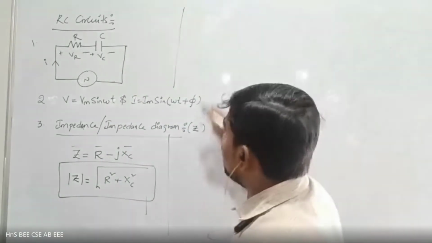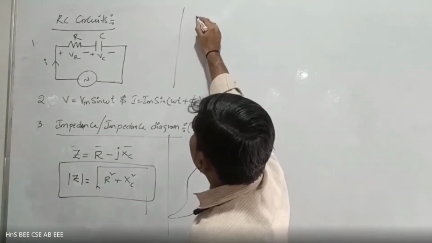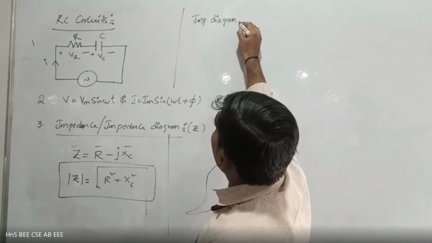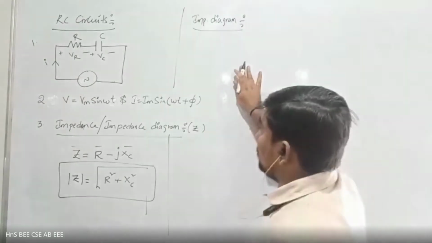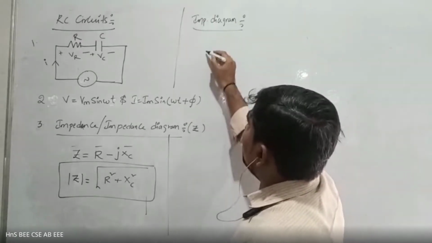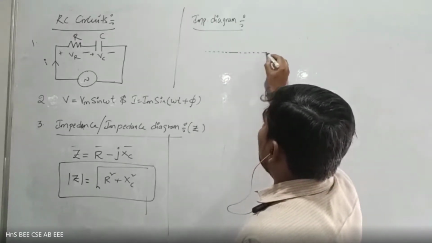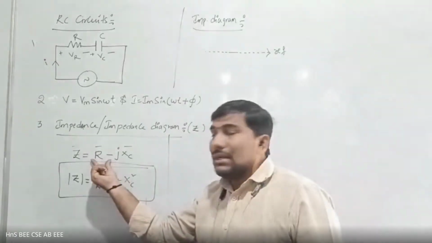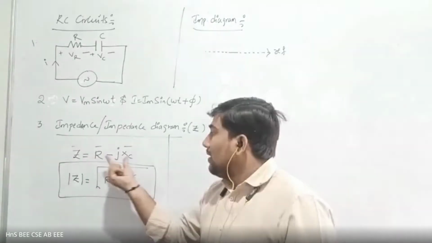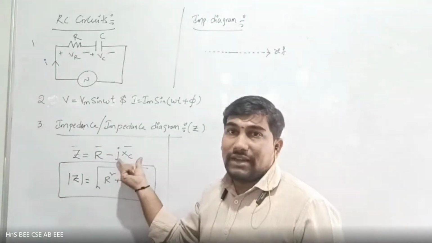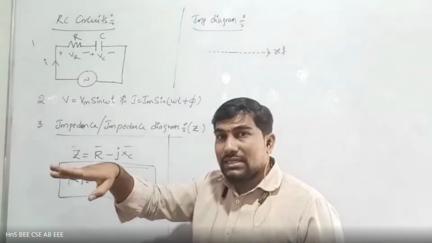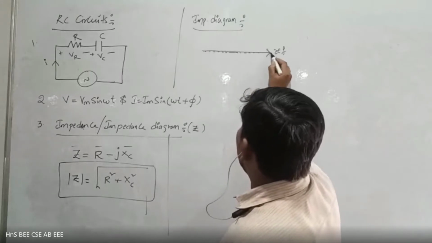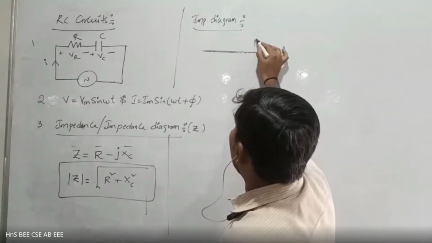The impedance diagram of RC circuit. First you have to take some reference wave, that is this one. R is nothing but the real part. Real part is the x-axis. Y-axis is nothing but the imaginary part. Simply I have to take R equal to the real axis, in phase with the real axis, that is R.